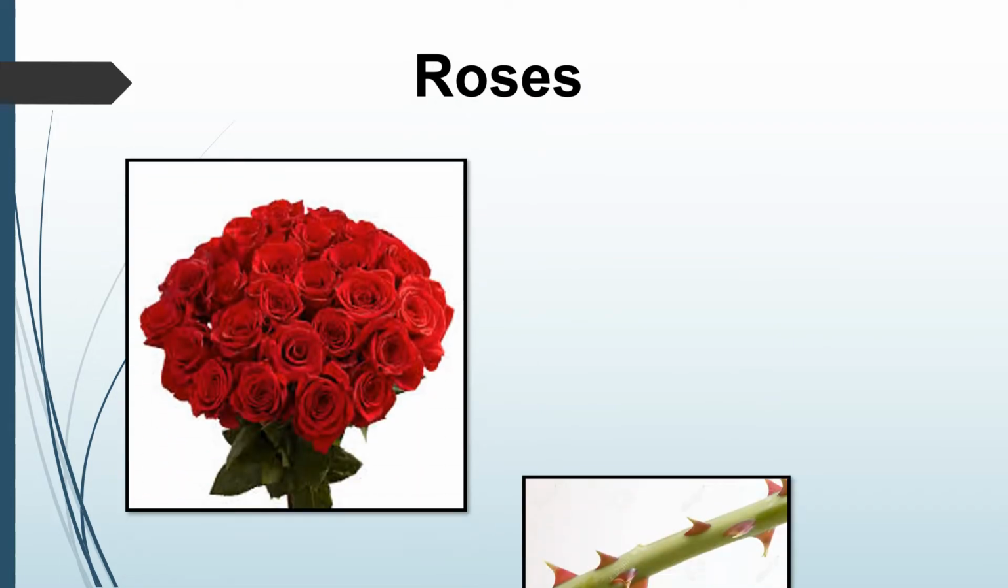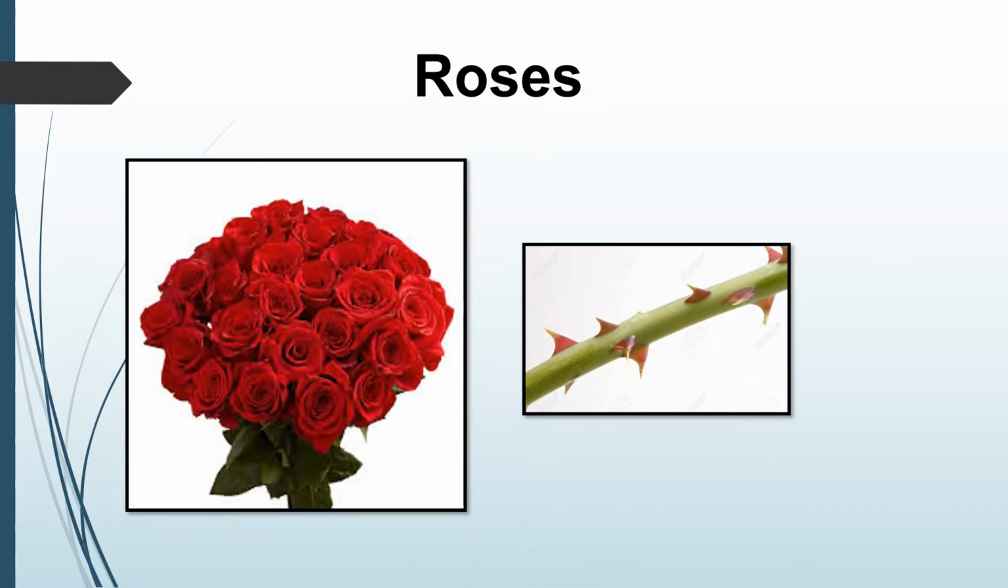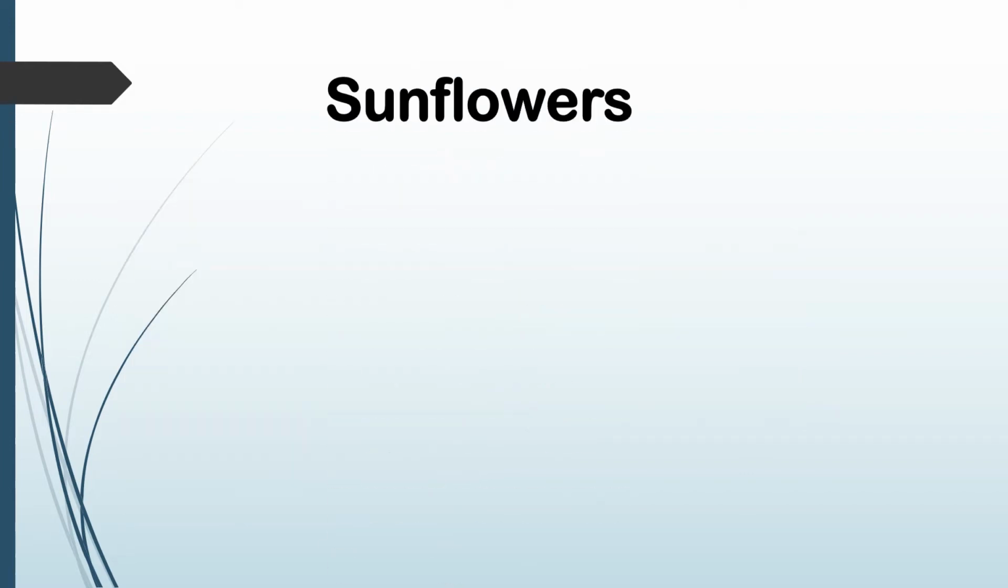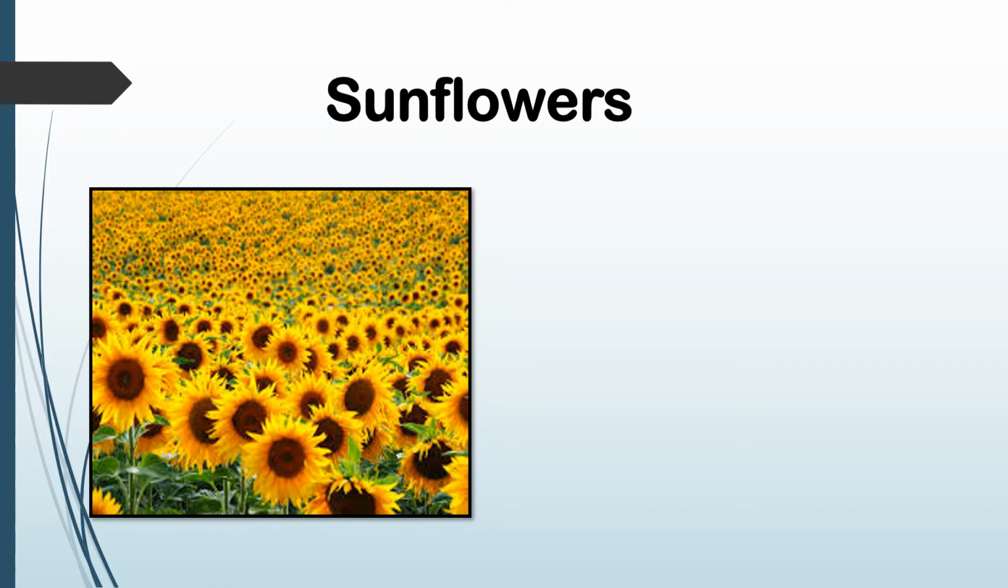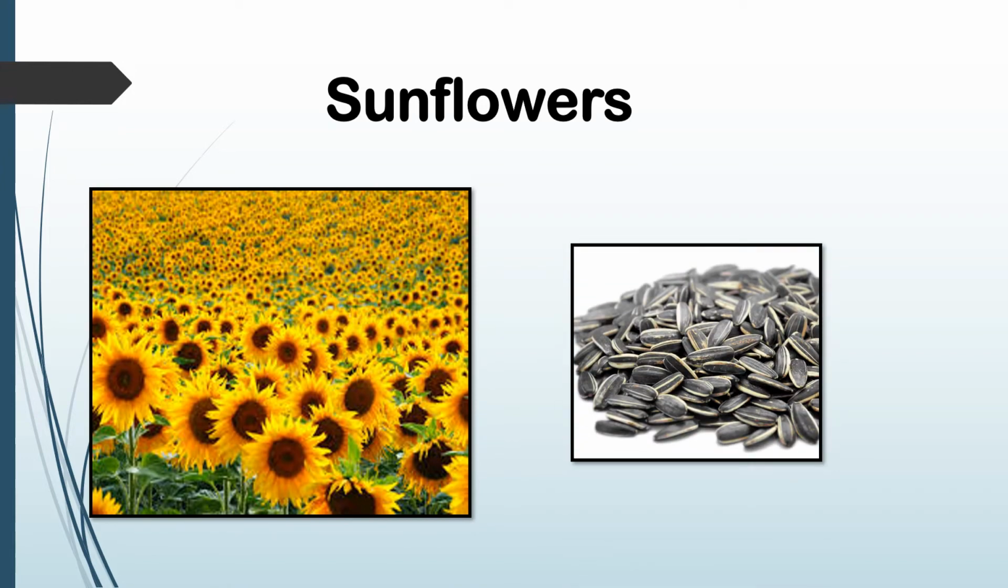We also have roses. Roses are color red. Its stem have also thorns. So avoid touching the roses stem because it can hurt your hands. Another flower is the sunflower. We all know that the sunflower is color yellow, and when it grows old, it will have seeds. The seeds of the sunflower can be eaten.